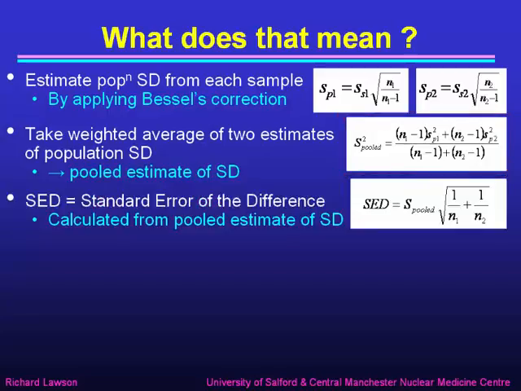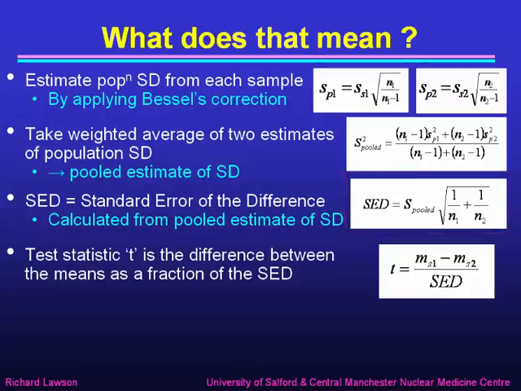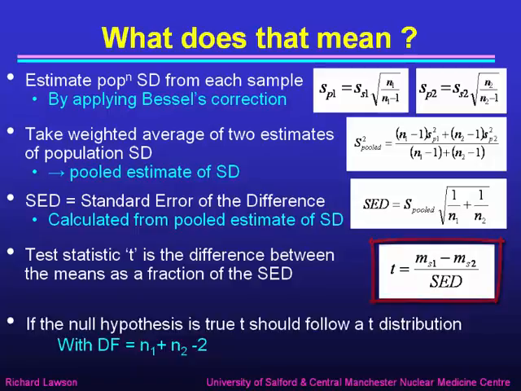Then we take that pooled standard deviation and estimate from that the standard error of the difference by taking root 1 over n1 plus 1 over n2 in the same way as we calculated the standard error of a difference previously. Then the t-statistic is the difference of the means divided by this estimate of the standard error of the difference. And if the null hypothesis is true, then it should follow a t-distribution. T-distribution this time because we've had to use the sample data to estimate the population standard deviation.